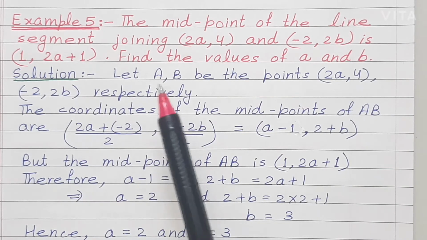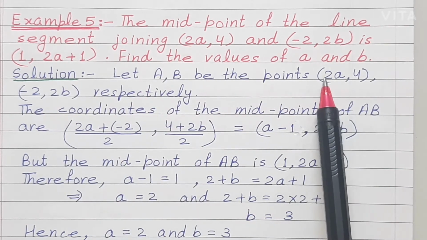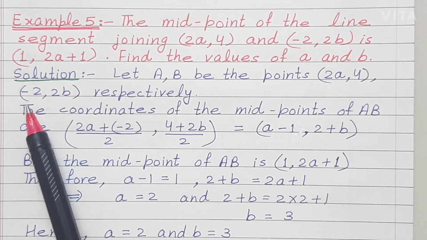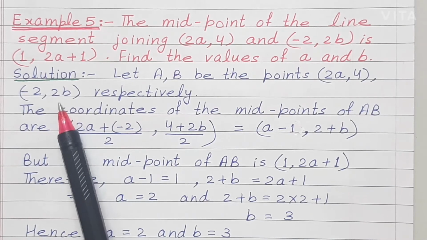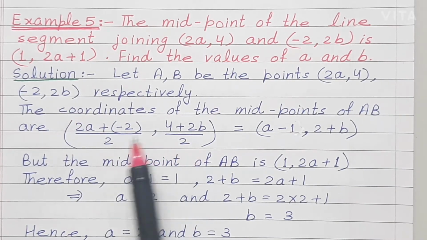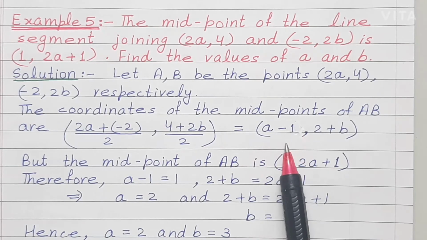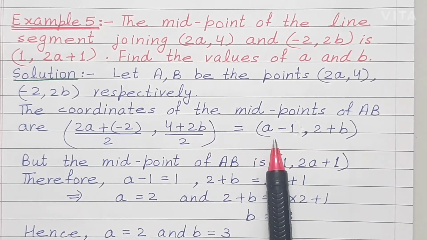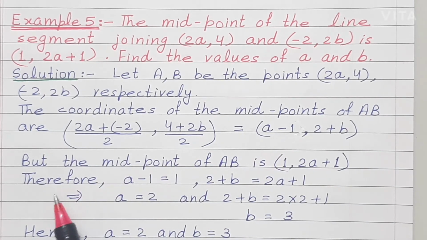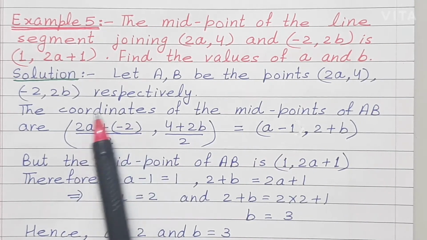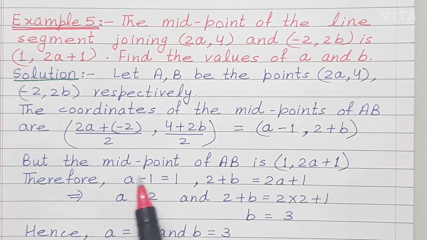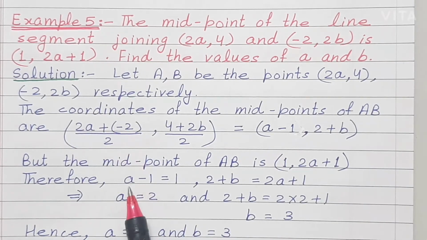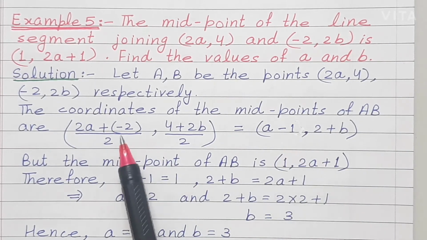Now here x1 is 2a and y1 is 4. x2 is -2 and y2 is 2b. Now the midpoint is already given, that is (1, 2a + 1). So we have to compare the two values. So let us compare now. This will become (2a - 2)/2, which is a - 1 if you take 2 common here. So a - 1 is equal to 1.